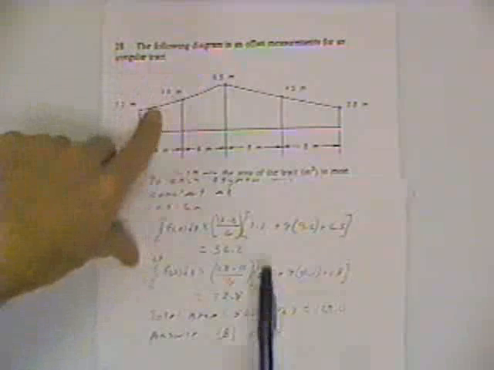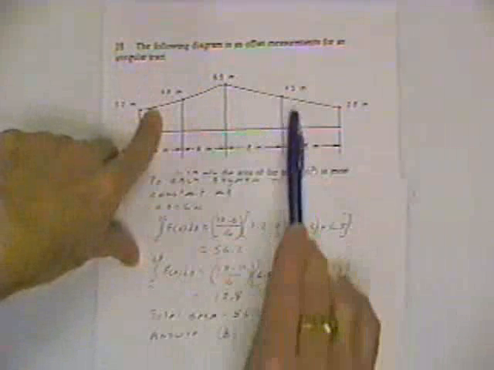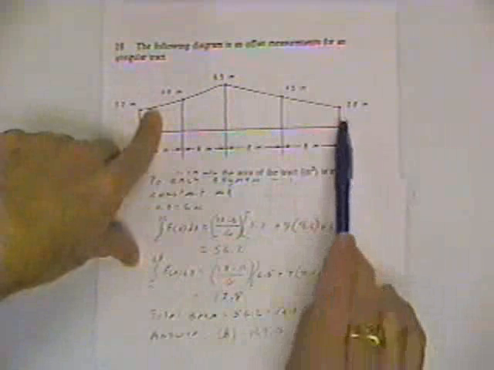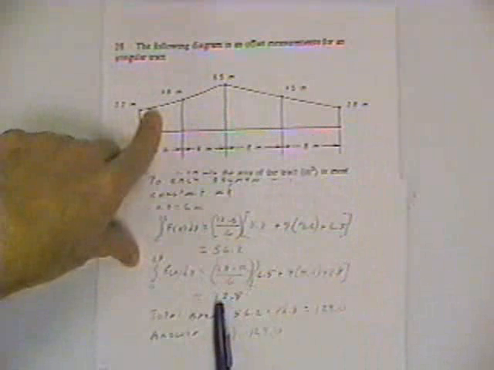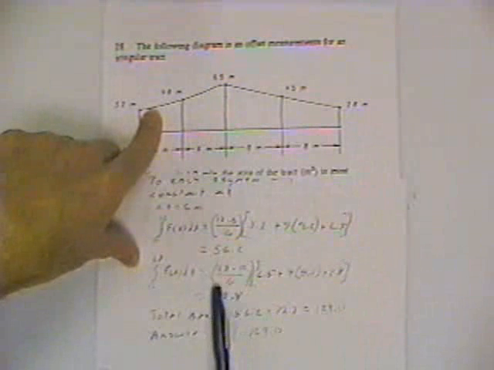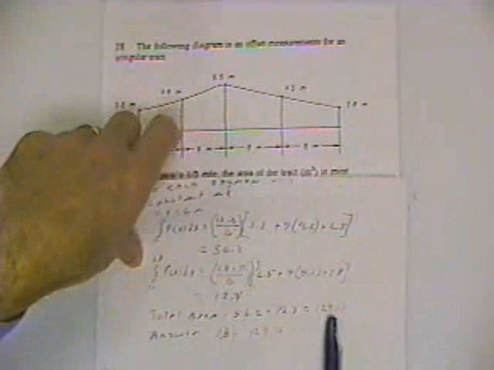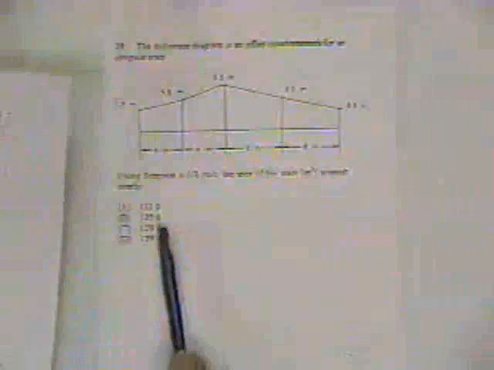Put in the first functional evaluation, 6.5, plus 4 times the midpoint of 4.5, plus the last one, 2.8. Carry out those calculations, you get 72.8. The overall area then is the sum of those two sub-areas, which is 129.8. So your answer then would be B, 129.8.